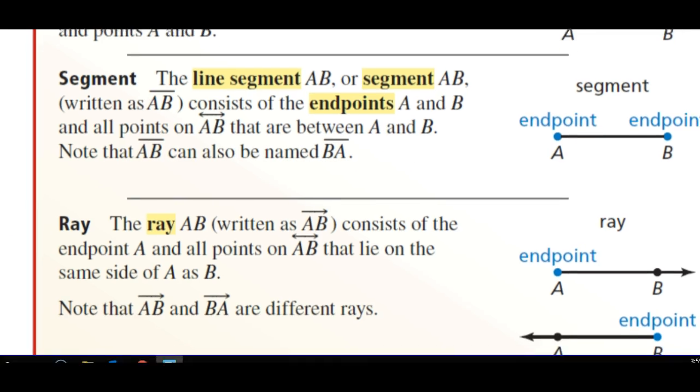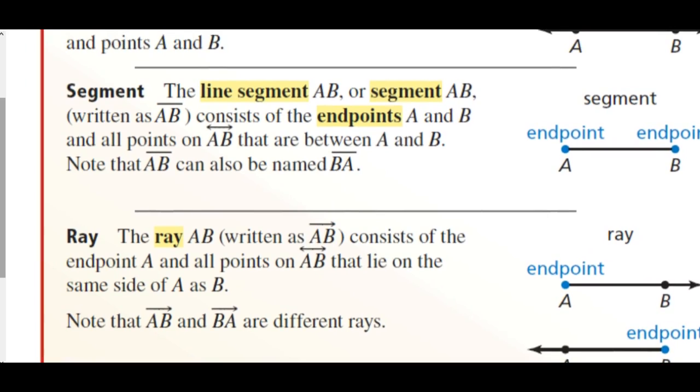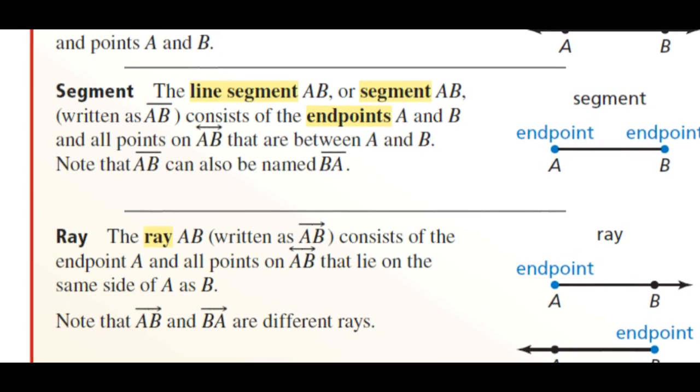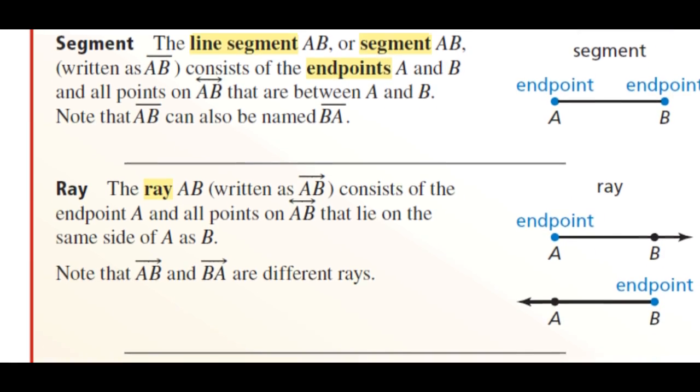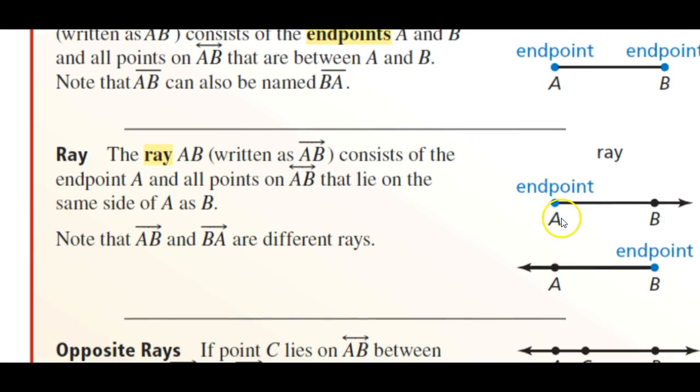So now let's look at a ray. A ray is a little bit different. A ray continues on in one direction, but it ends at the other. So here, in this top ray, since I end at A, the endpoint is at A, but it continues on past B. Down here, I have B as the endpoint, and it continues on past A. So that would be the second part right here.